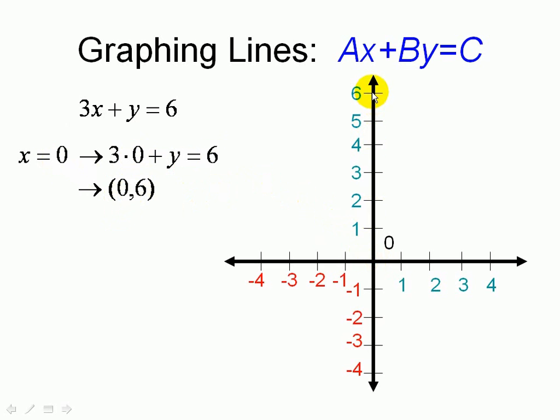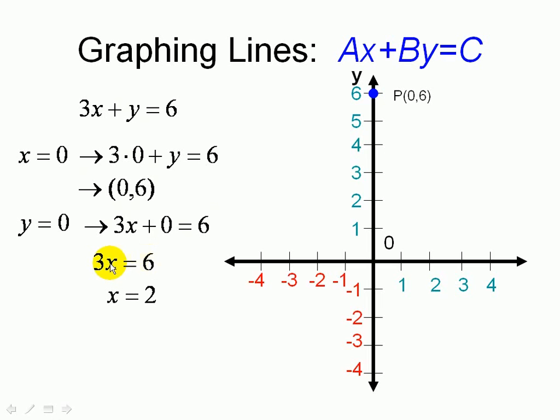And the other point is when we substitute y equals 0. So when y is equal to 0, we just substitute y equals 0 in this equation. Now we have 3x equals 6, shown here. We divide by 3 on both sides of this equation. 3x divided by 3 just yields x on the left side, and 6 divided by 3 is equal to 2 on the right side. So for x equals 2, we have y equals 0. So 2 and y is 0. We have another point right here.